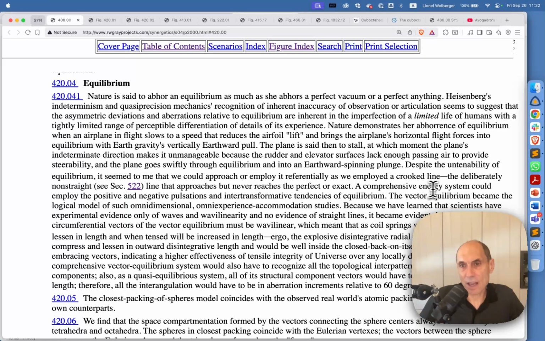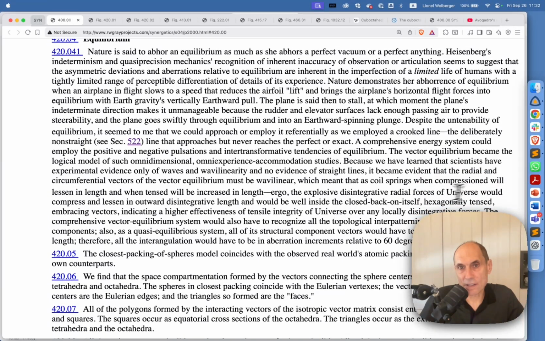A comprehensive energy system could employ the positive and negative pulsations and intertransformative tendencies of equilibrium. The vector equilibrium became the logical model of such omnidimensional, omni-experience accommodation studies. Because we have learned that scientists have experimental evidence only of waves and wavilinearity and no evidence of straight lines, it became evident that the radial and circumferential vectors of the vector equilibrium must be wavilinear, which meant that as coil springs, when compressioned, will lessen in length and when tensed will increase in length.